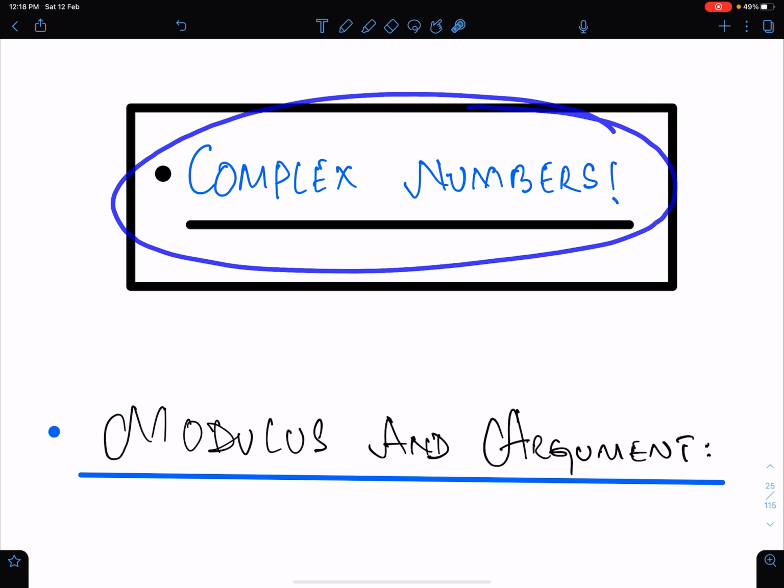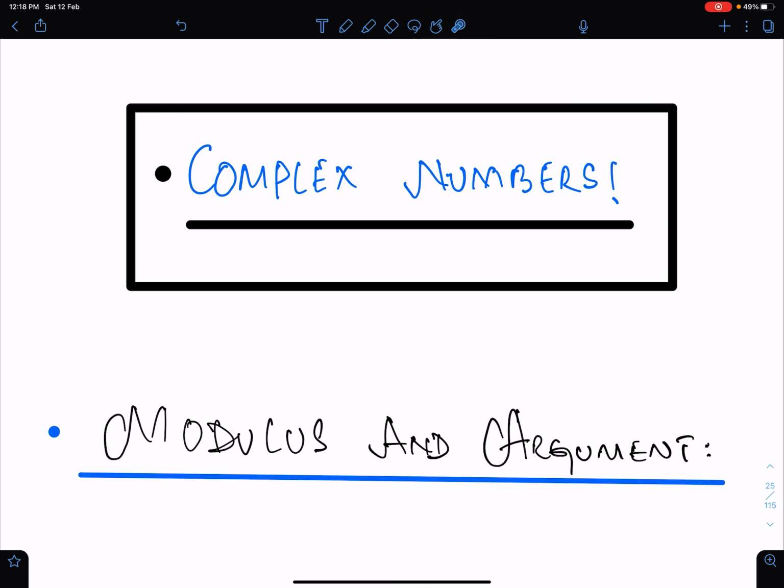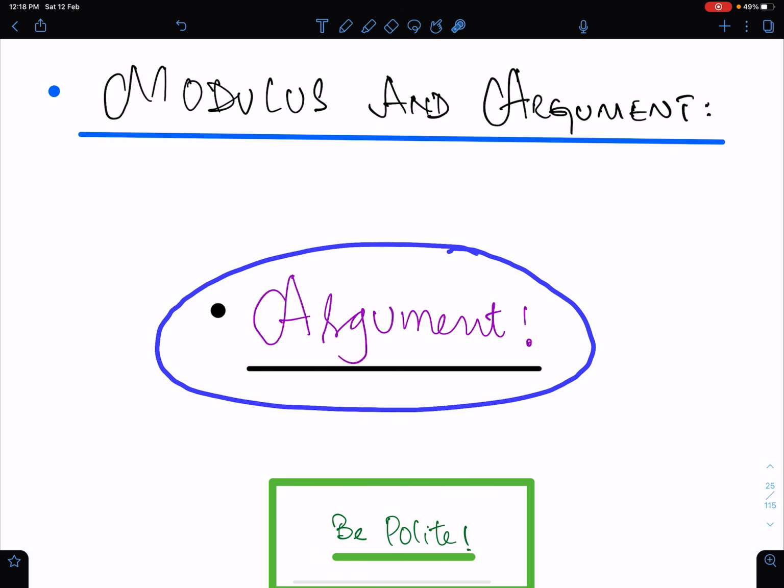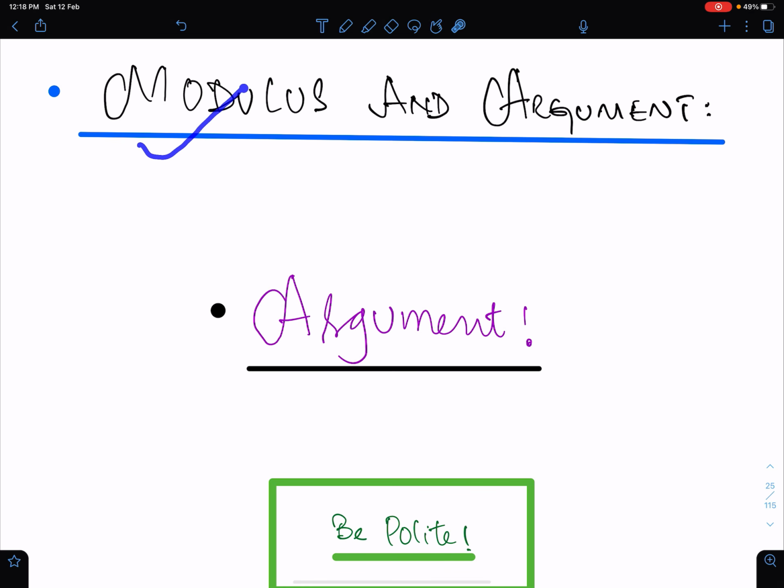Complex numbers. The topic is modulus and argument. But in this lecture, I will discuss argument only, as I already have discussed modulus in my last lecture.